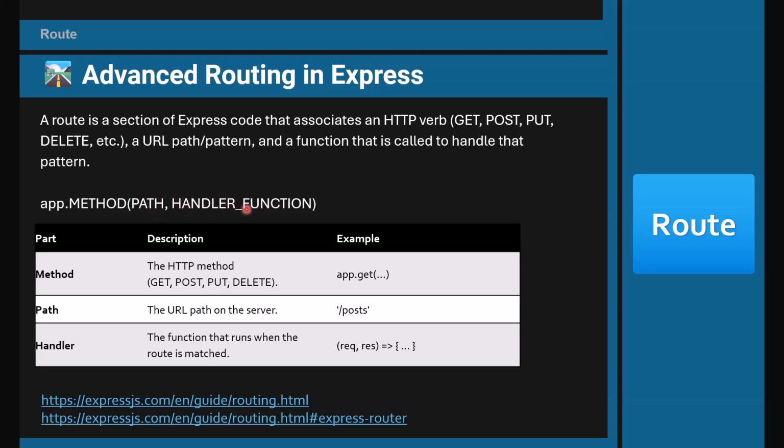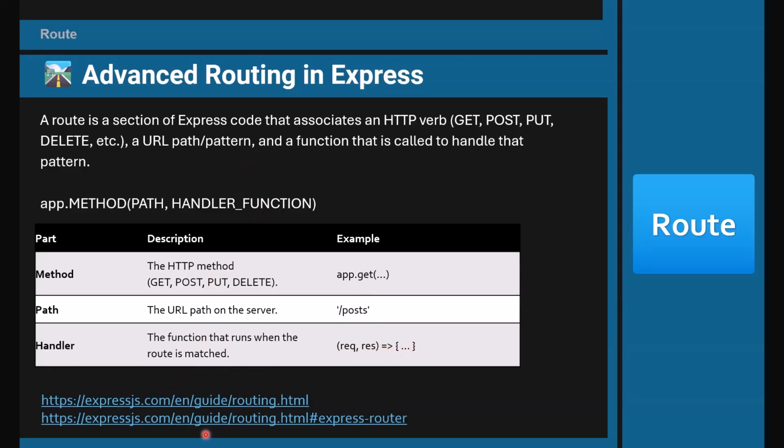You can also pass multiple functions. All you need to do is to separate each of the functions with a comma. It is also known as middleware. From this table, you can see we have different methods. The method here can be get, post, put, or delete. For example, when you say app.get, then you pass the path. The path can be /post, that is the URL path on the server. Then the handler function is the function that runs when this route is matched. So this is the syntax here.